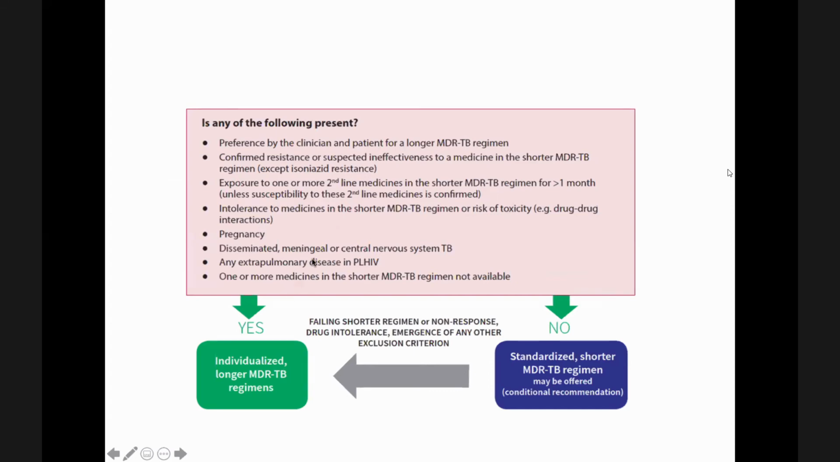If there is pregnancy, disseminated, meningeal or central nervous system TB, in all these cases you are going to use the longer one. So this is how you are going to treat tuberculosis. I will advise you to read TB from Davidson itself, and then you can look at the National Tuberculosis Guideline book, which is available on the website of the National Tuberculosis Program. You can read that for tuberculosis. That should be your reference.